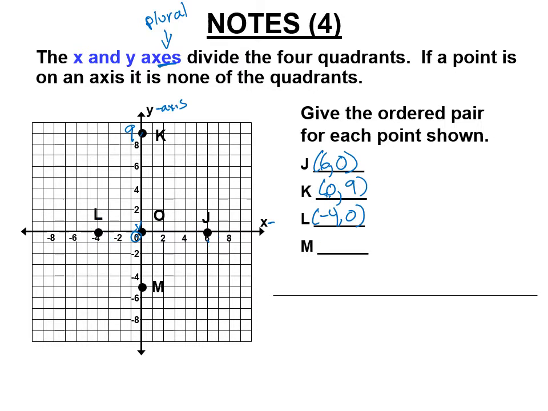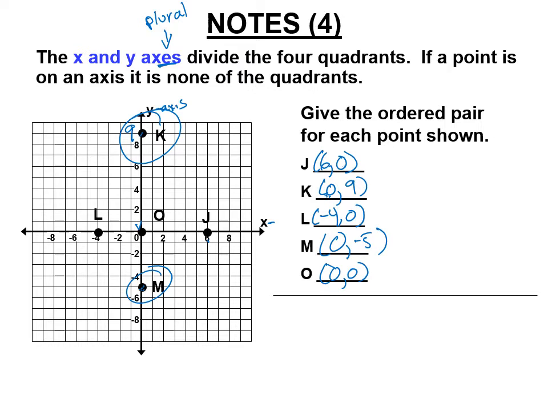M. It's really tempting. Usually the mistakes are on this one, right? Because it's really tempting to write the -5 first, but no. You have to go up and get the 0 first, and it's 0, -5, just like K was 0, 9. And where is O? O is at the very beginning of the coordinate plane. It's at what? X is 0, Y is 0, also known as 0, 0.